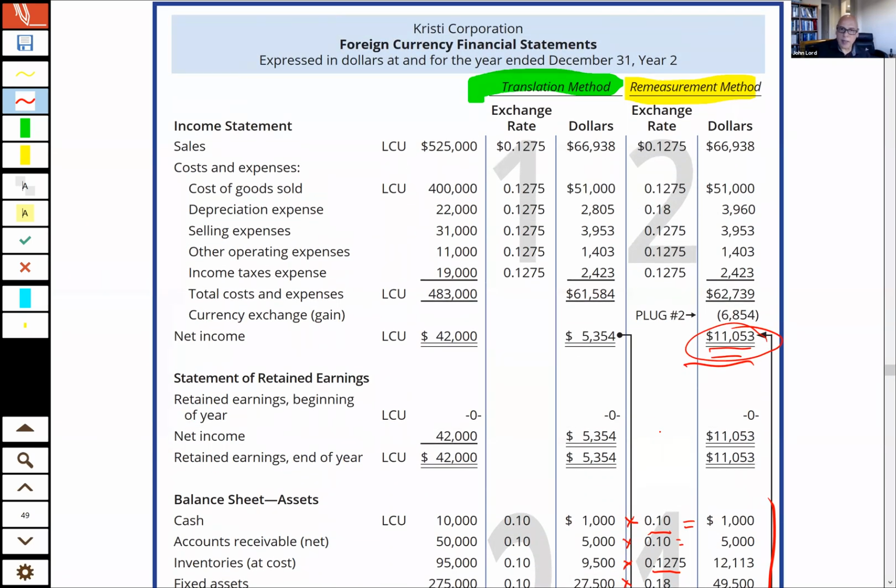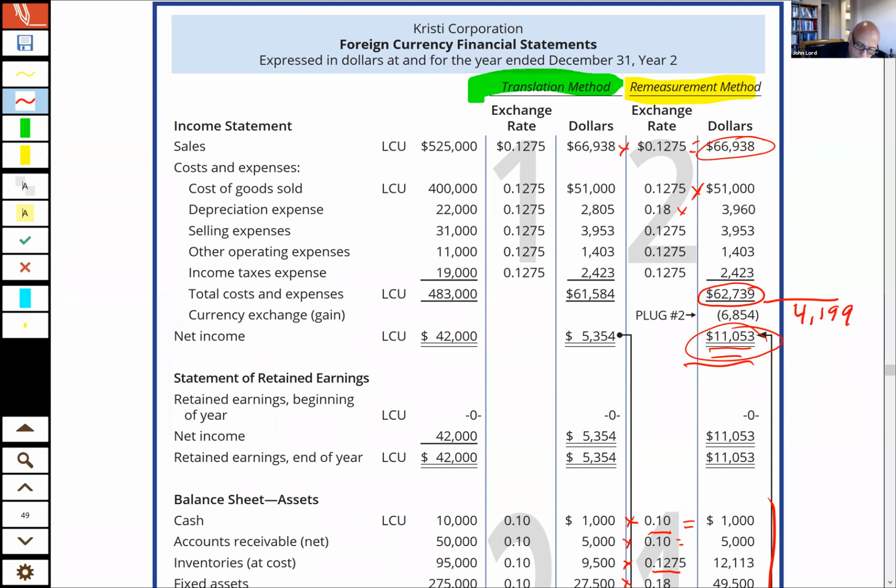Okay, so now I've got my income already, but now I go ahead and start to remeasure my income statement. That's why there's a 2 there, right? I do that next. I start doing all of these different things, and I use these different rates. I use the weighted average rate for my sales and for my cost of goods sold. For my balance sheet related income statement items, like depreciation, I use the historical rate. I get 66,938 for revenue, 62,739 for expenses. And when I subtract 62,739 from 66,938, I get 4,199.